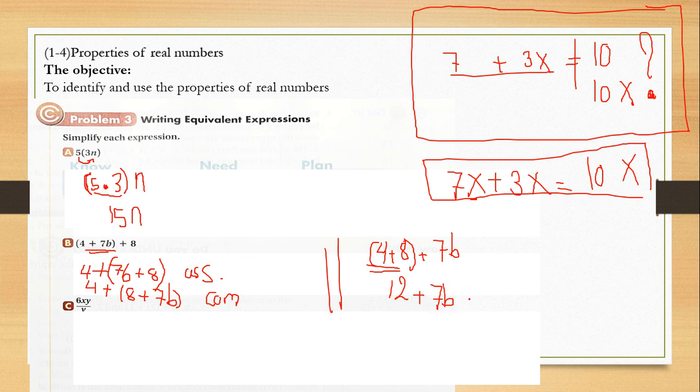Can I simplify it more? No, this is the simplest form. So you can say here, what did we use? Here we used again associative property of addition.